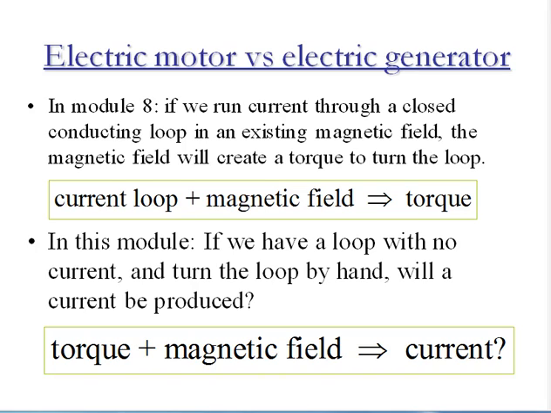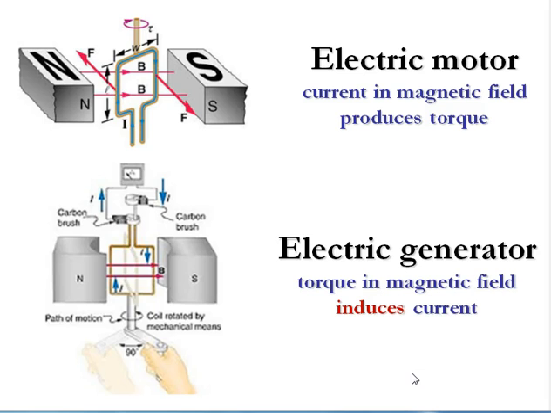In this module, we ask the question, if we have a loop with no current flowing through it, but it's conductive, or non-conductive we'll look at, but if we have that loop with no current and we turn that loop by hand or some other means, will a current be produced? So we're asking the question, if we have a torque on a loop in an existing magnetic field, will a current be produced? And this is what Faraday studied.